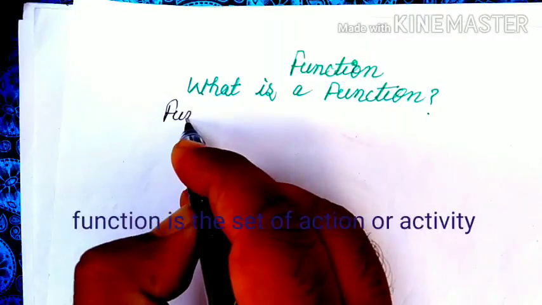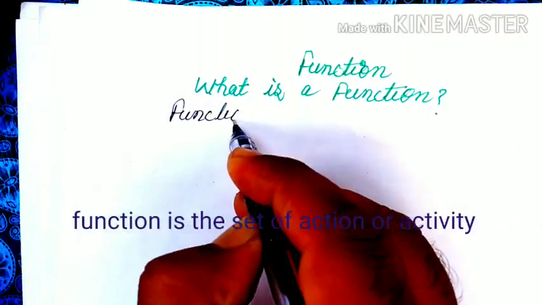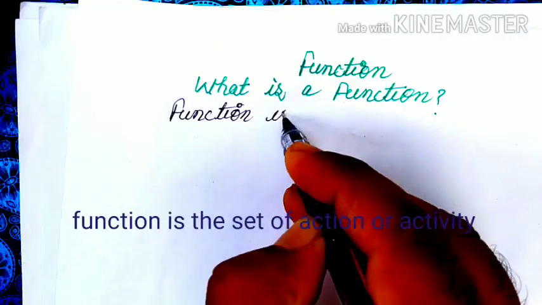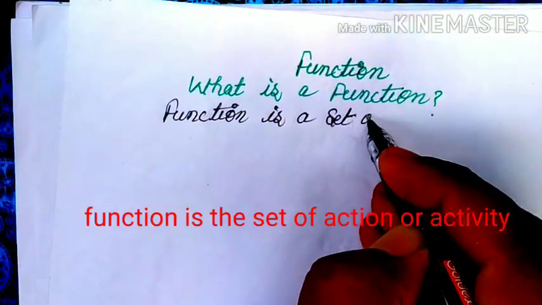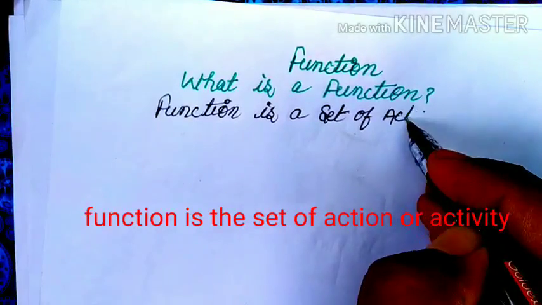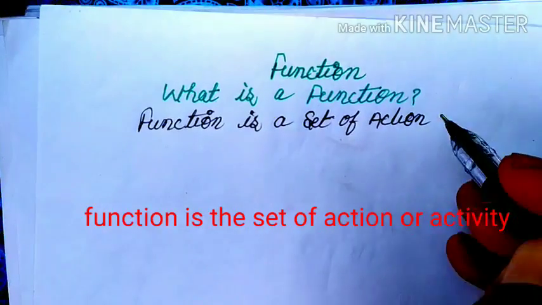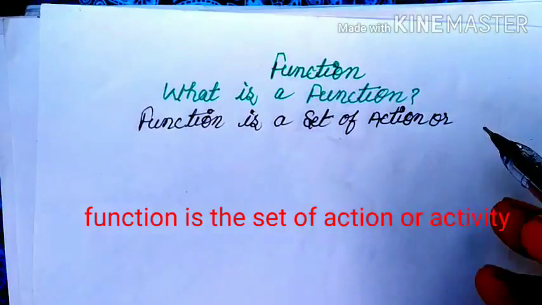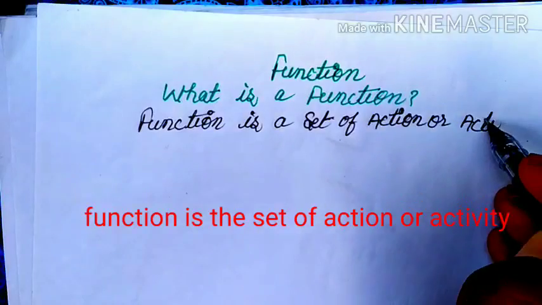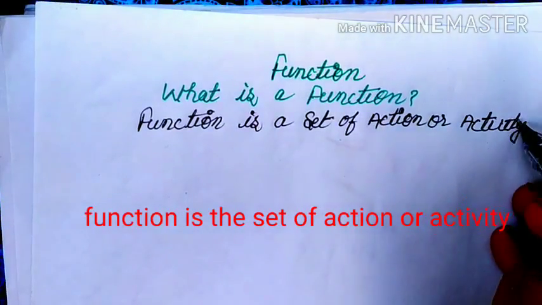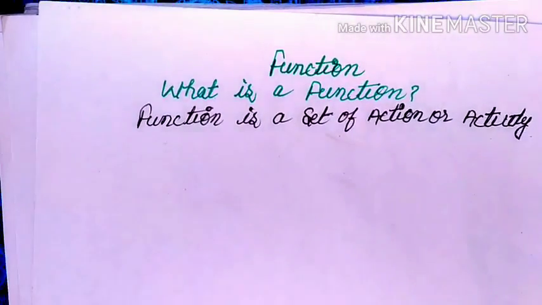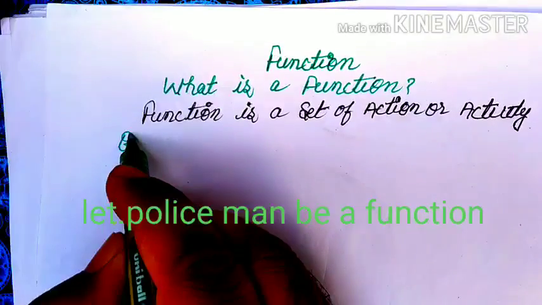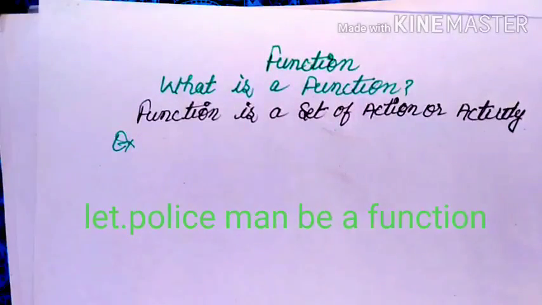Function is nothing but a set of action or activity. Relation is connection, and we can say function is action. So first we take an example. We will try to understand this example.